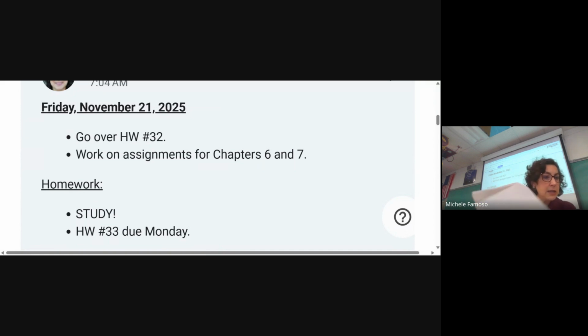59 was in the back. Number 60. Mass 1 is 5.68 kilograms. Mass 2 is 4.32 kilograms.